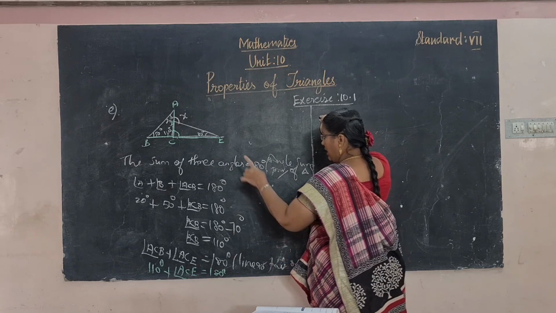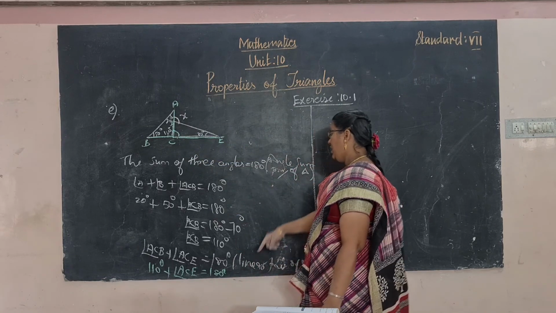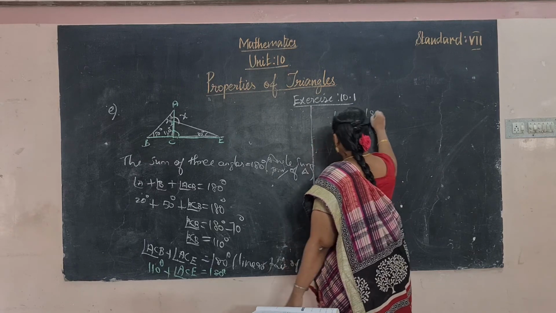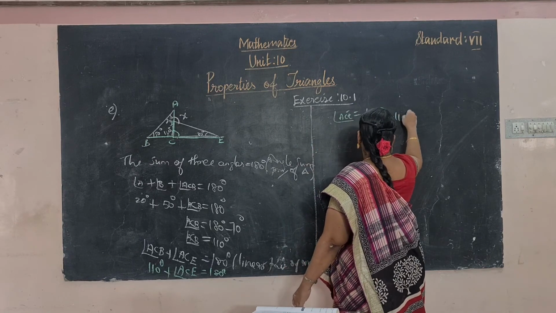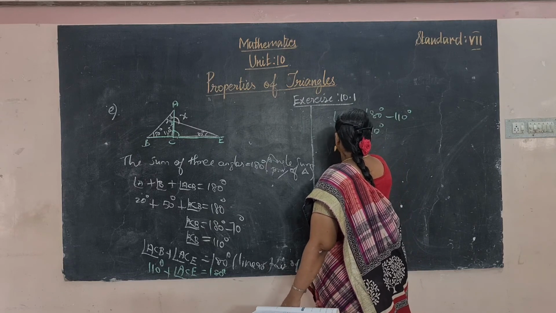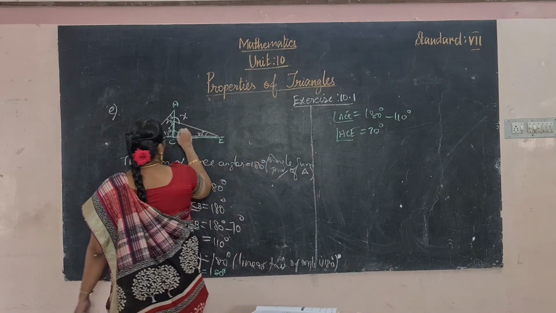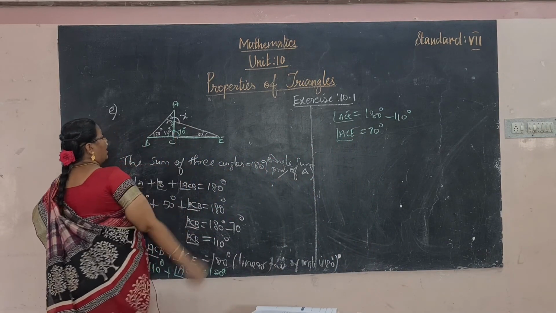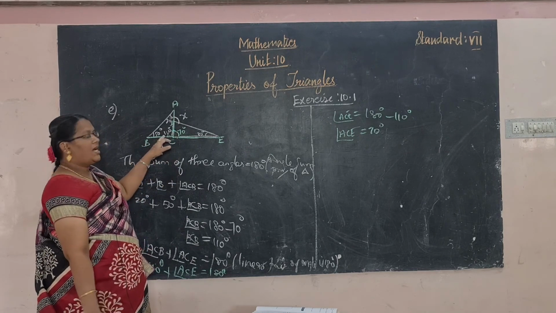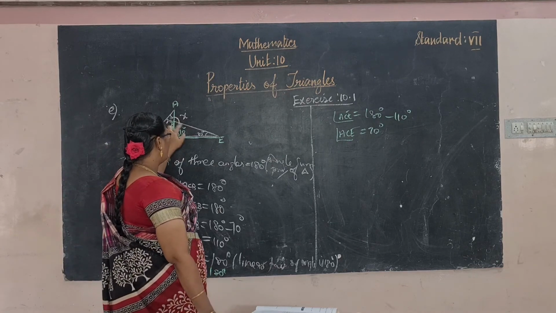We use this to find this angle. A linear pair of angles is supplementary. So angle ACE is equal to 180 minus 110, so 70 degree. So angle ACE is equal to 70 degree, and ACB is 110 degree. Now we write the opposite angles.